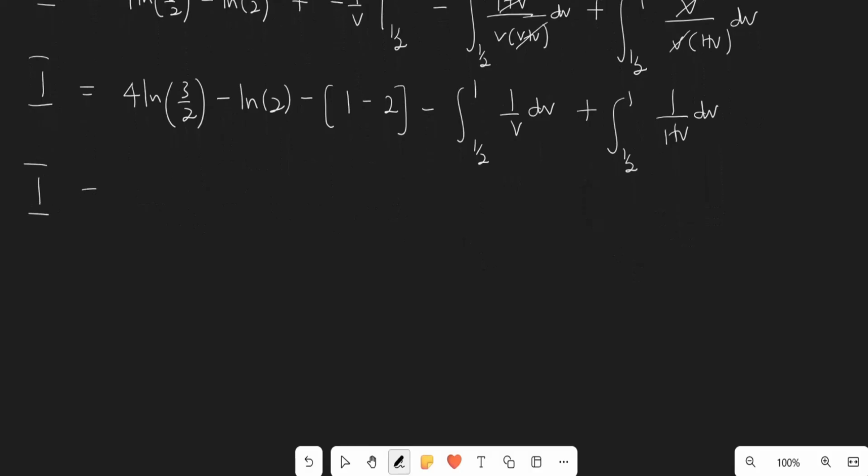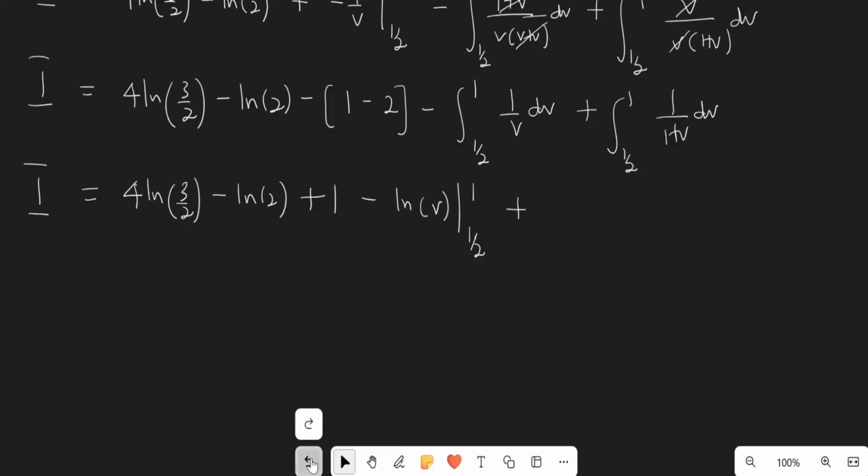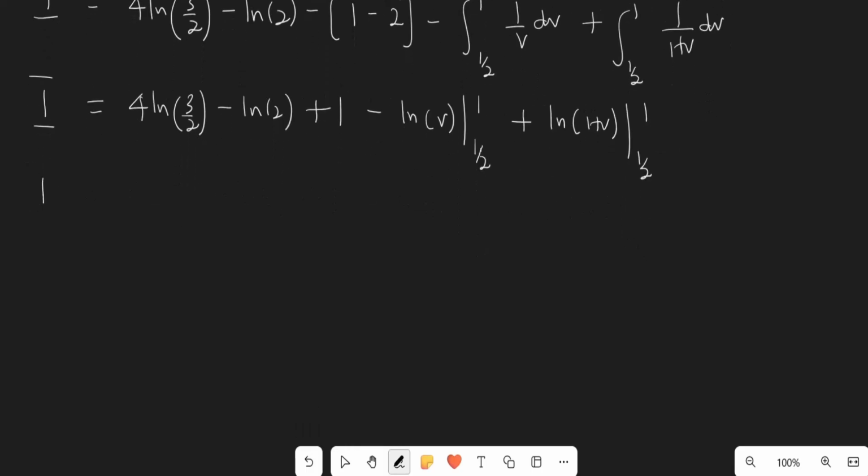Alright, so I is going to be equal to, here we have 4 ln of 3 over 2 minus the ln of 2, and this one is positive 1, that is this one, and then minus, we have integrating this is the ln of v from 1/2 to 1, and integrating the last one is the ln of 1 plus v from 1/2 to 1. What you are left with now is arithmetic, so the calculus is done.